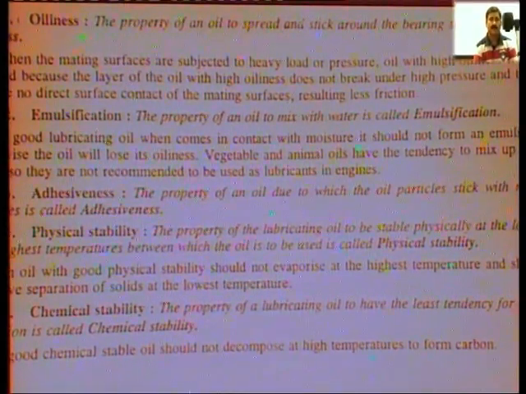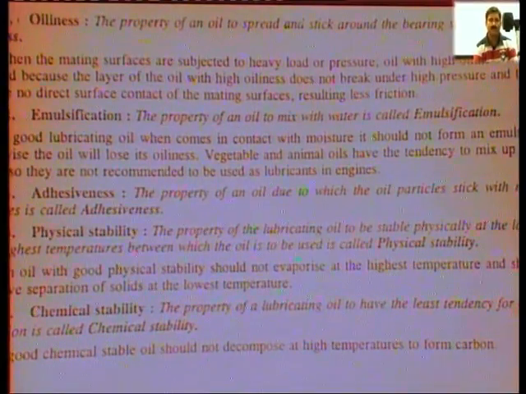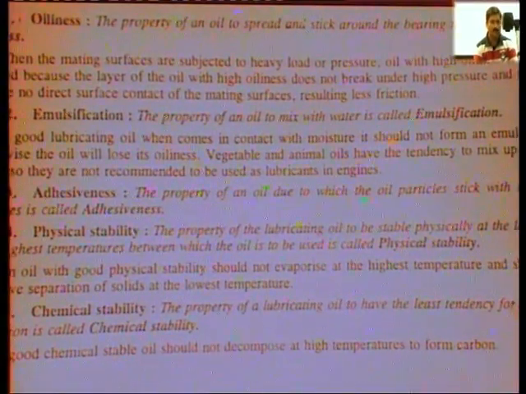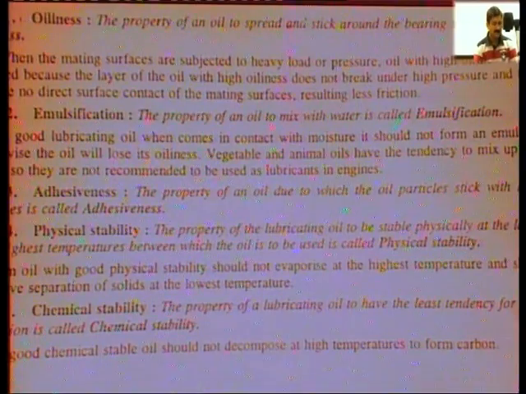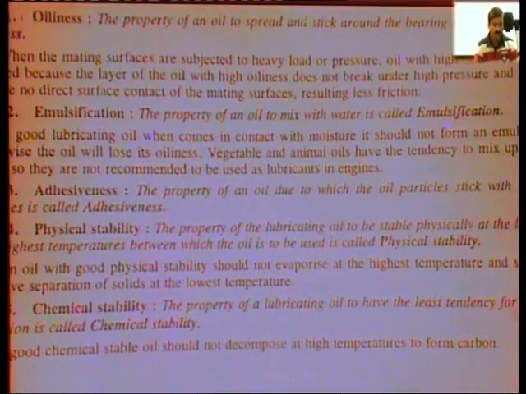Next property is adhesiveness. Adhesiveness is the property of the oil with which it will stick to the metal surfaces to which the lubrication is to be provided. Next property is physical stability. This property shows the lowest and highest temperatures with which the oil is to be used, and it shows the physical stability of the oil.